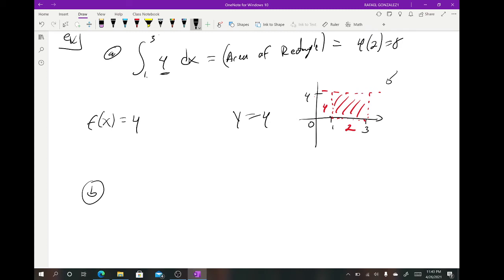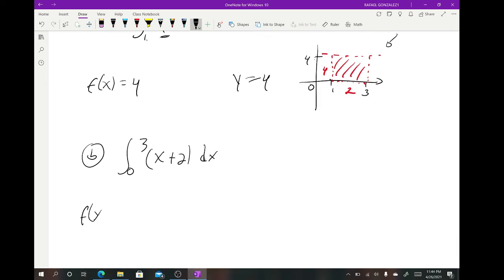Let's do another one. What about somebody comes up to you and gives you the integral from 0 to 3 of x plus 2 dx. Now here the function is equal to x plus 2. If you graph this, you see that it has a y-intercept at 2. This goes from 0 to 3. So we don't care about anything on the left side of it. We only care about things on the right side. We know it ends at 3.